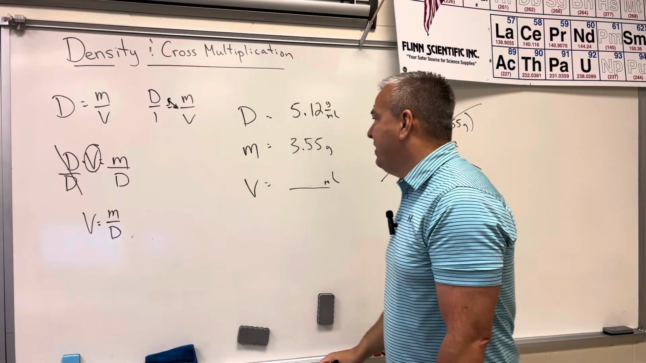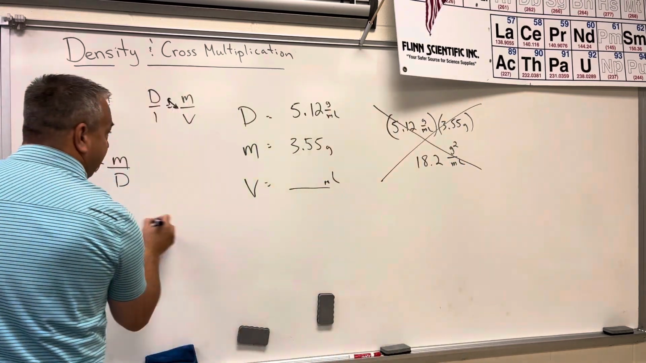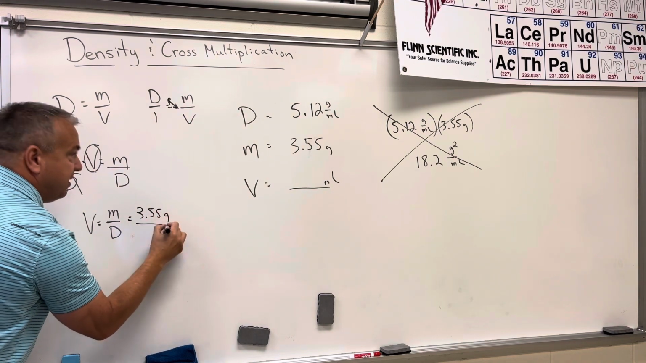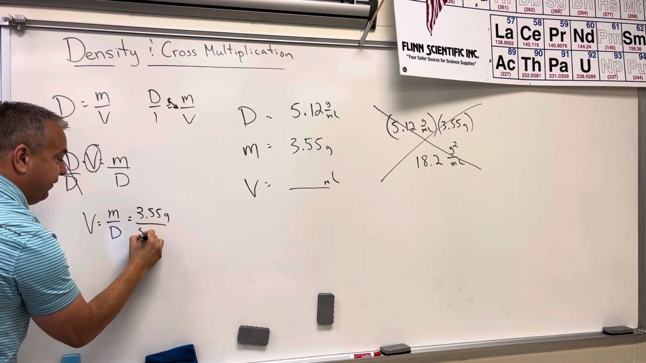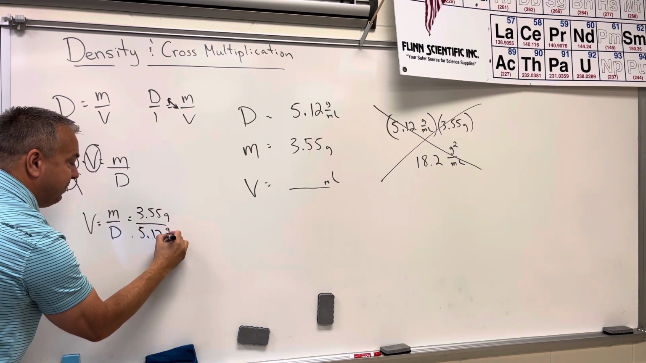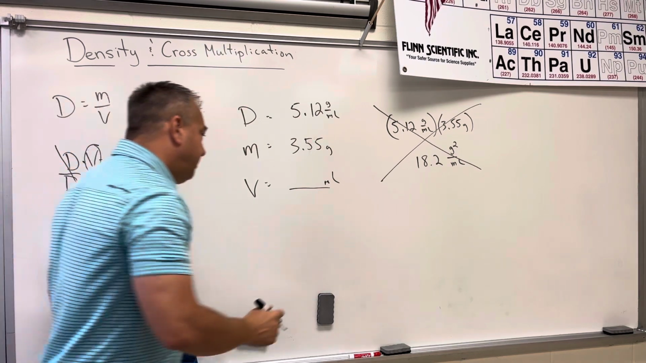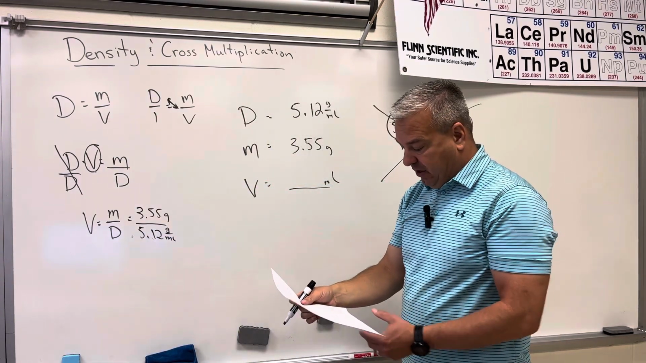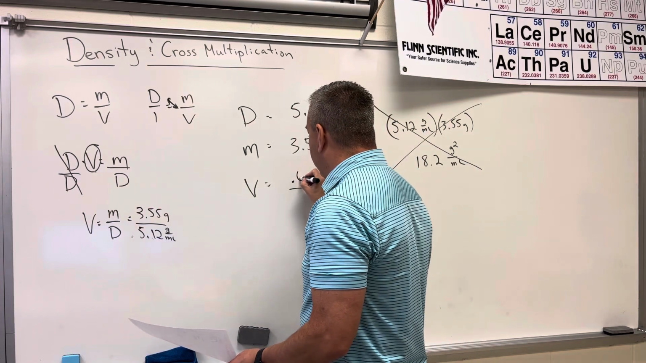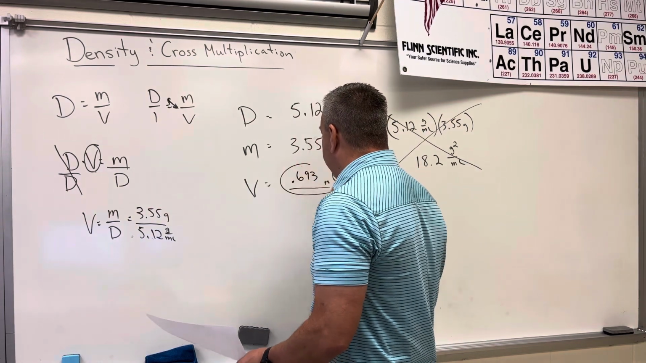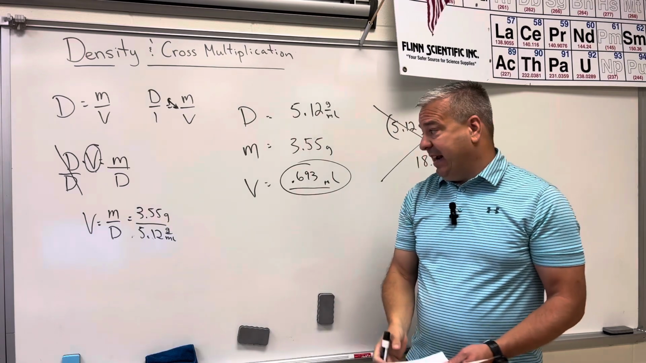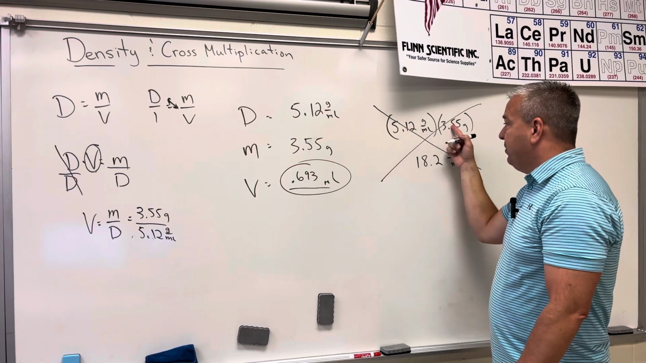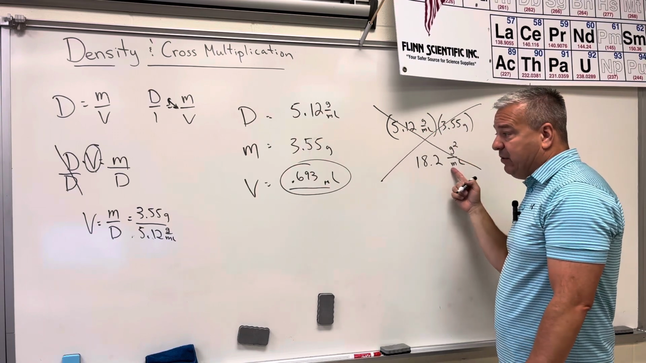So let's go ahead and plug this into our calculator. Okay, mass is 3.55 grams, and the density is 5.12 grams per milliliter. And if you do the division here to 3 sig figs, you'll get an answer of 0.693 milliliters, which is the right answer. And just to make sure that we do the same thing that we did over here, whatever you do to the numbers, you have to do to the units. That's how I knew this was wrong.